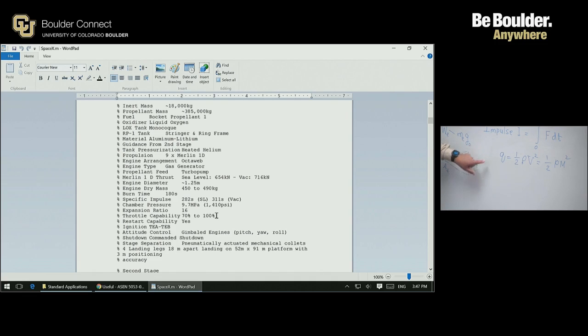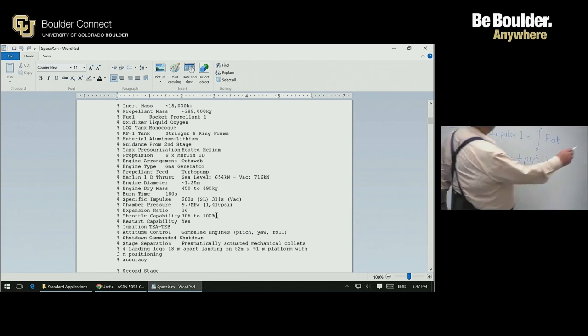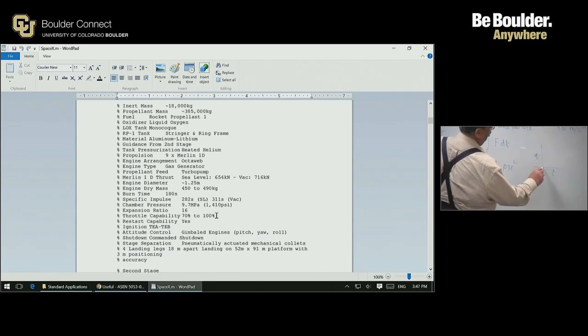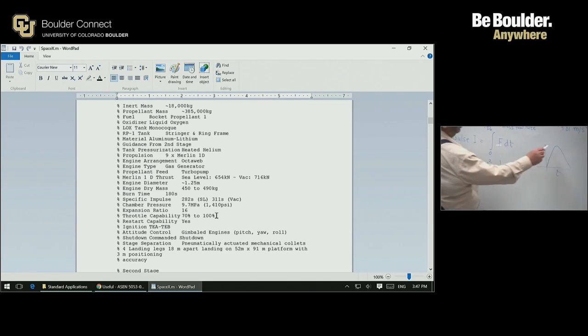Now, initially, as the vehicle lifts off, the density is high. Density is sea level. The velocity is 0, obviously. So Q is 0. But as it goes up, the velocity goes up, but the density comes down. So Q, if you plot versus time, is 0, and then it reaches a maximum before it comes down. That's called Q maximum.